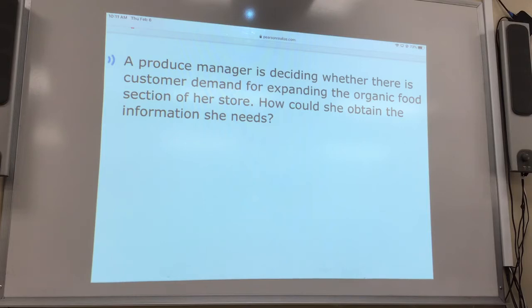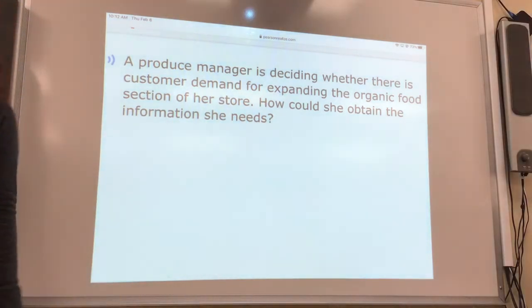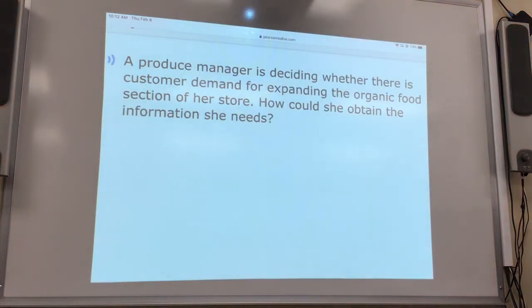Wouldn't that be important to a company? Right? Because if they don't expand it and the customers want it, customers will go somewhere else. Or if they expand it and spend the money, but nobody wants it, then they're going to lose money. It's important to see whether people want this or not. How could she obtain the information that she needs? How could she get a good random sample?